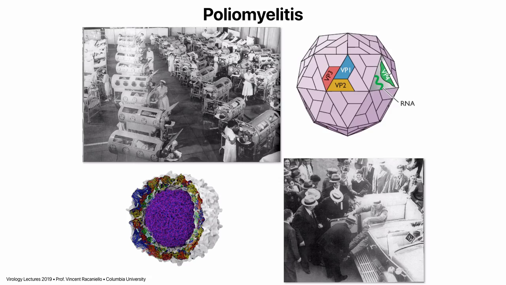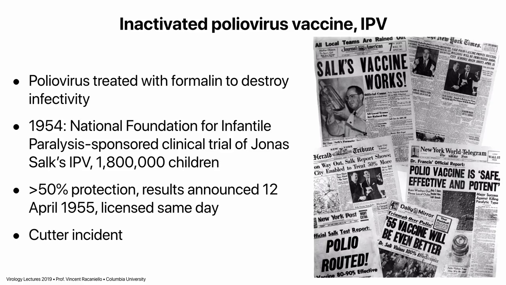The first one was an inactivated polio vaccine. Again, you take the virus, treat it with formalin, so it's inactivated. It went through a big clinical trial in 1954, funded by the money that FDR raised. 1.8 million children, the biggest trial ever done. I think it will never be approached. It's a huge number. And this is pre-computer days. Everything had to be written on cards, all the records on cards and pieces of paper.